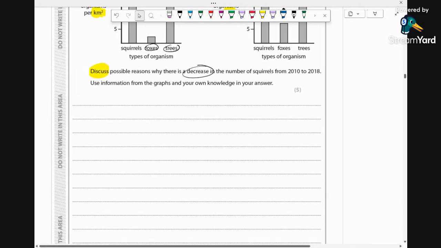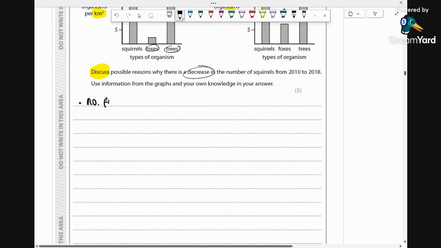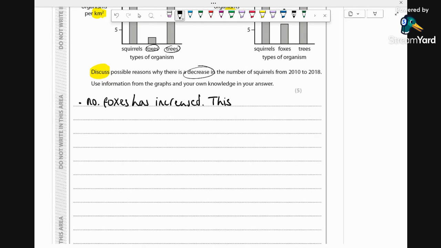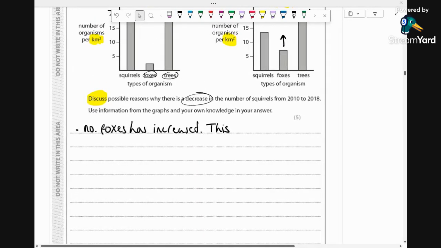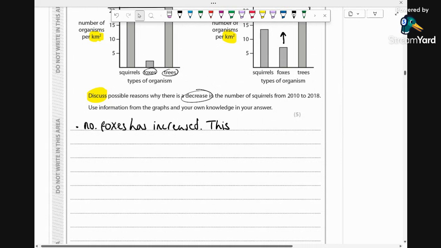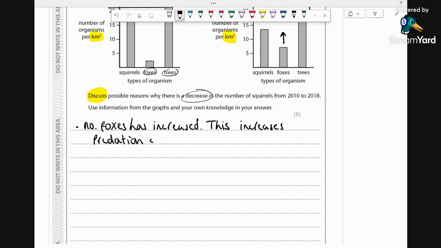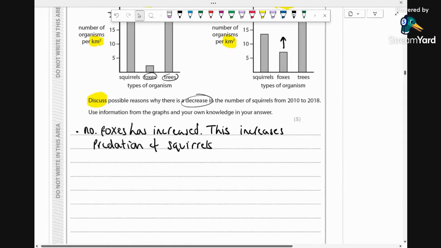So I will say, first of all, the number of foxes has increased. This would reduce, of course, the number of squirrels because foxes are predators, right? So this increases predation of the squirrels. I think that's a fair point for that.